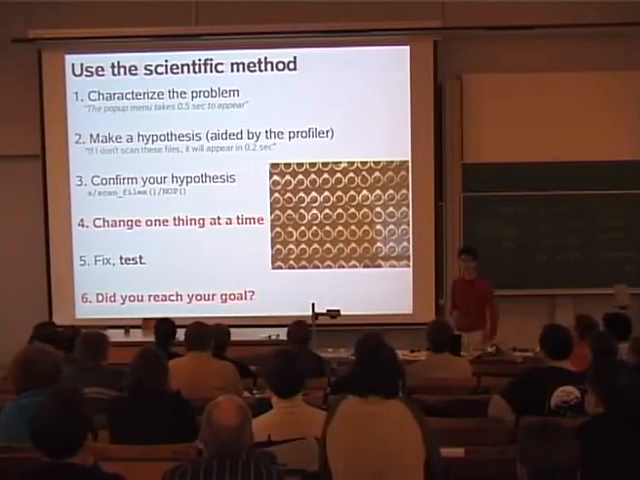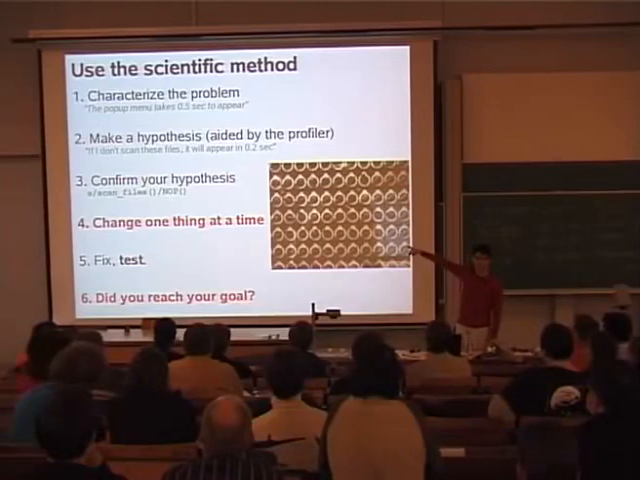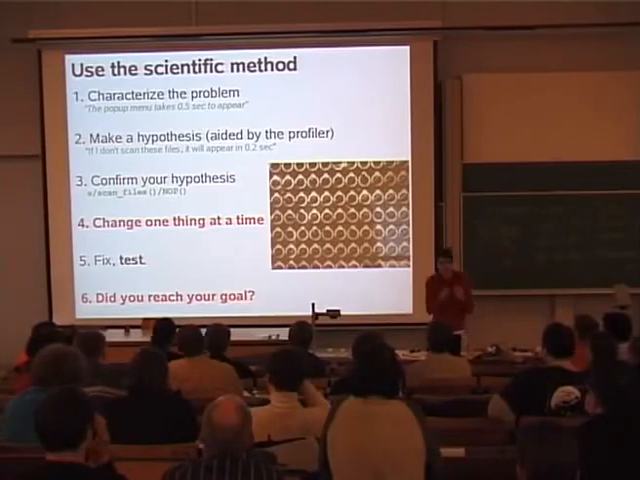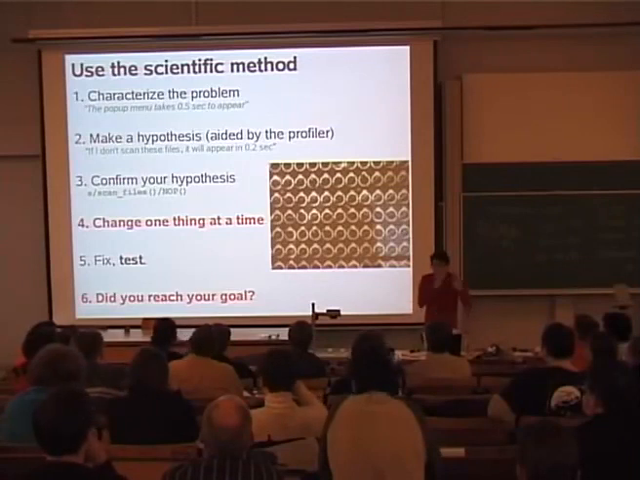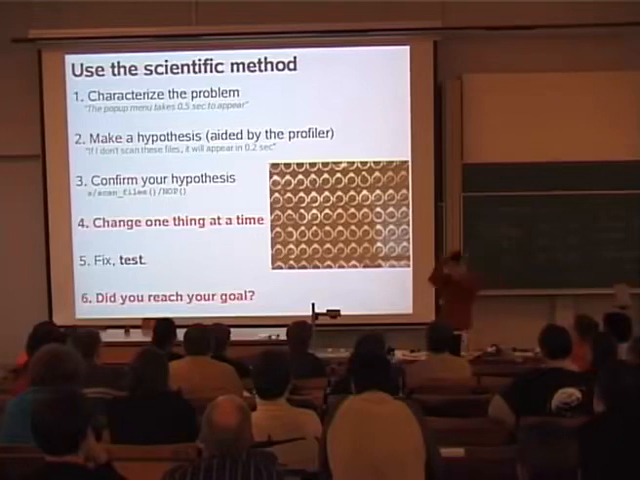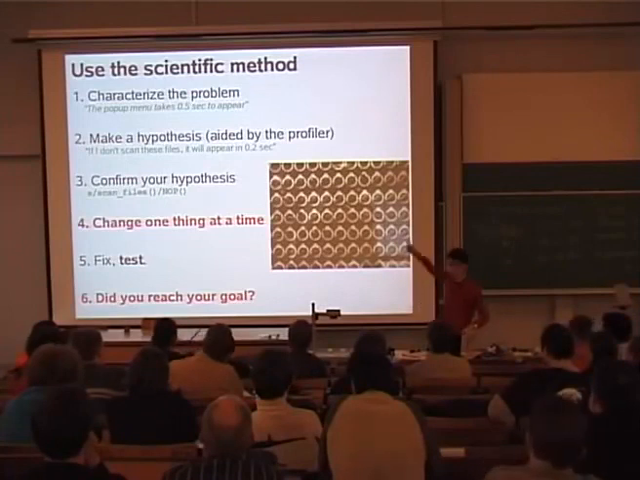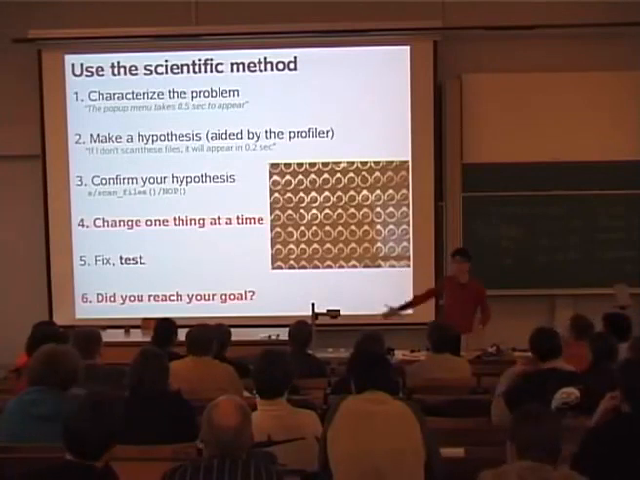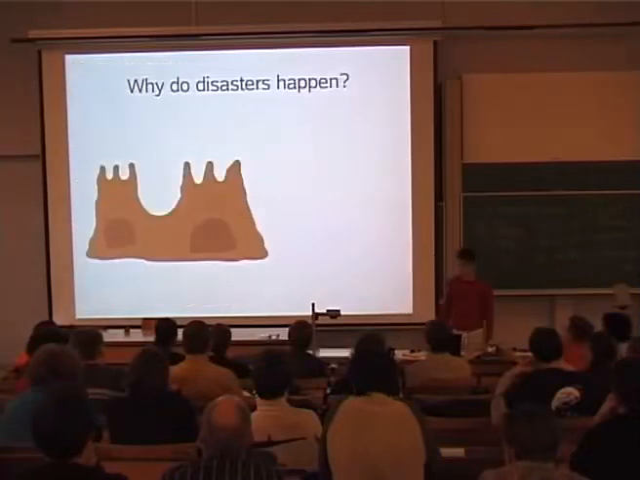You have to change one thing at a time. That's the control panel of the Mark I computer, the first computer. It's in Harvard University. So you have to restrain yourself from changing many little things at the time. Oh, I'm going to remove this code and move this one while I'm optimizing. No, you have to change one thing at a time. Then you confirm it, fix it, test it. Did you reach your goal? Are you done optimizing yet or not?